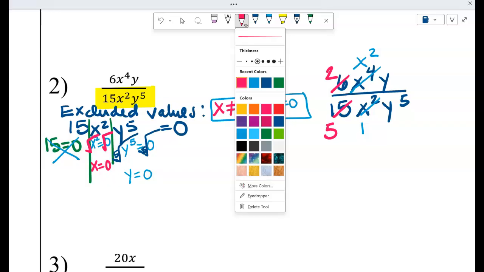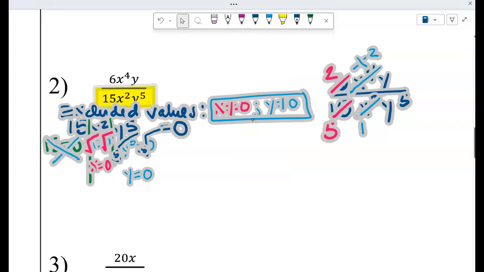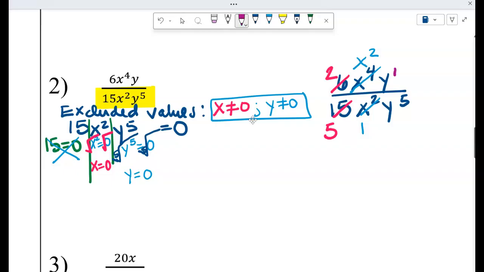Okay, let's get purple. Okay, so next we have y to the 1st. You don't see a power. And then y to the 5th. They are both divisible by y to the 1st. So y to the 1st divided by y to the 1st is 1. y to the 5th divided by y to the 1st is now y to the 4th. When you are dividing, we subtract the exponents, okay?